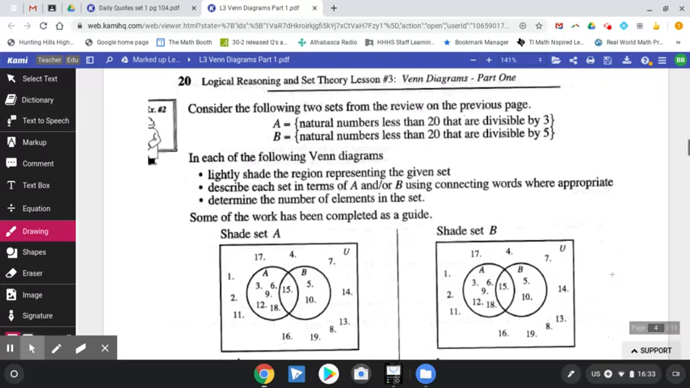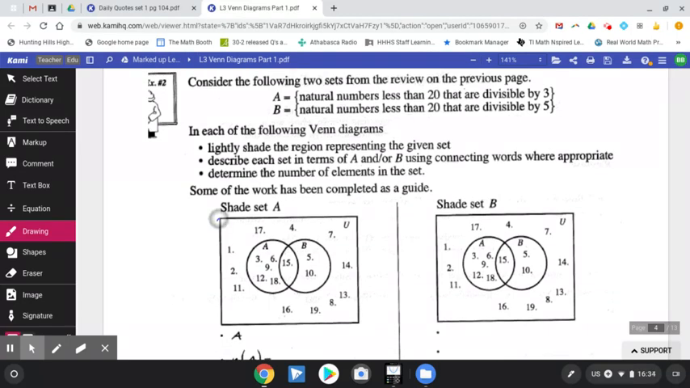If you look at the entire rectangle, all the numbers inside this rectangle, including the ones in the circles, are the natural numbers less than 20. And we have set A, which we've been dealing with, numbers divisible by 3, and set B, numbers divisible by 5. It says lightly shade the region representing the given set.